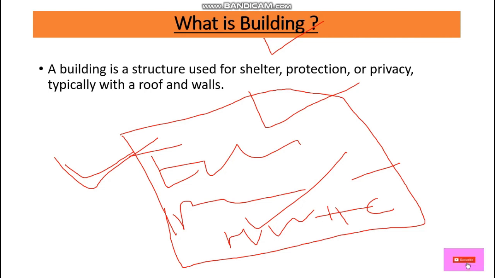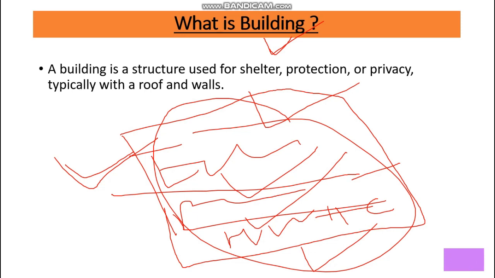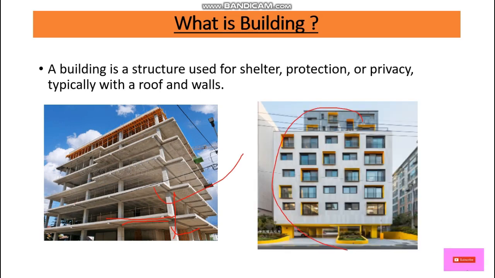Okay, so this is the building. As you can see, this is the column and this is the beam, and here this is the slab. So these are the structural part of the building, and here this is the complete building, with complete MEP services, interior, civil, architect, everything. Okay, now come to the types of the building.